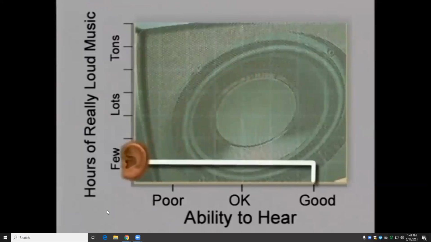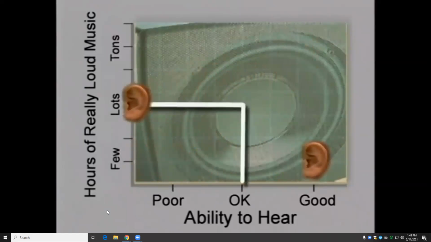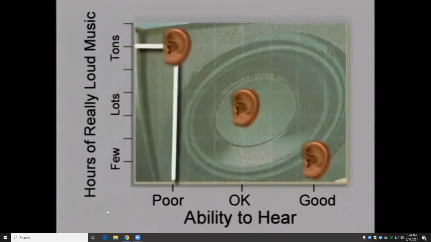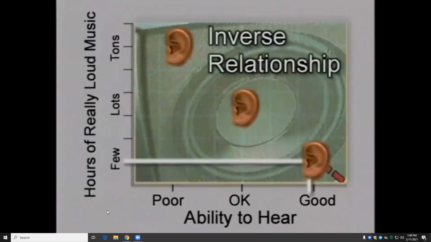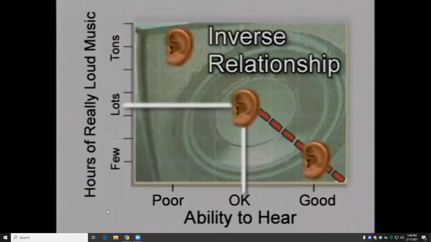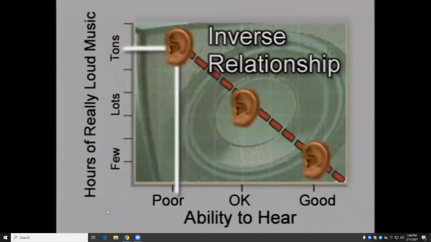A few hours listening to super loud music, pretty good hearing. Lots of hours listening, no better than okay hearing. Tons of hours, poor hearing. So the variables on this graph move in opposite directions. As hours of loud music increase, ability to hear decreases. This is what's called an inverse relationship.